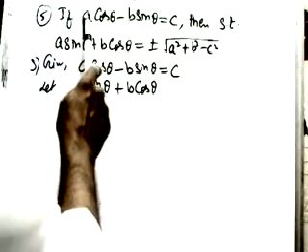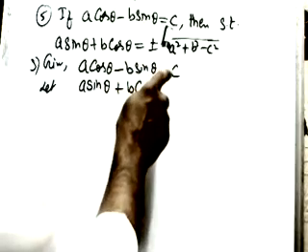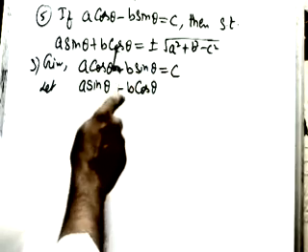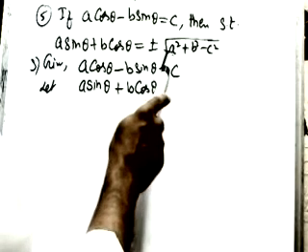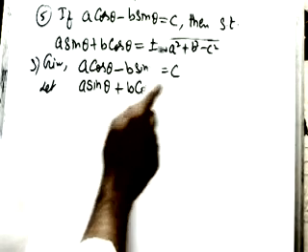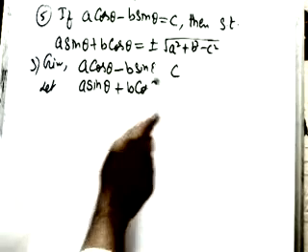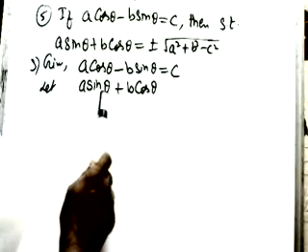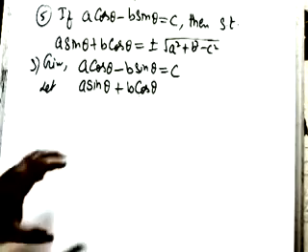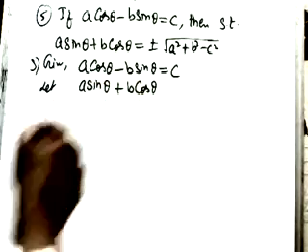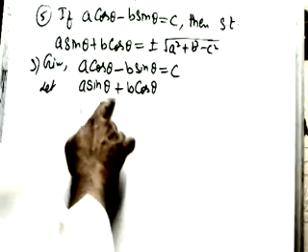The next question. See here, it is given a cos theta minus b sine theta equals c. We have to prove a sine theta plus b cos theta equals plus or minus under root of a square plus b square minus c square. What is given? A cos theta minus b sine theta equals c. We have to find a sine theta plus b cos theta. Whenever we get such a question in terms of sine and cos, we have to start like this.